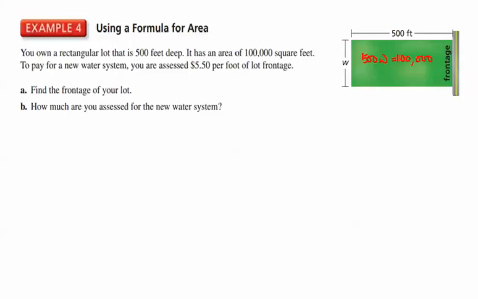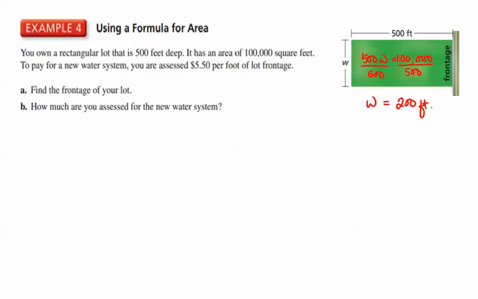So here's an example of where we can actually plug something in. We know that the area of a rectangle is length times width. So in this case it would be 500 times W, and we do know that we have 100,000 square feet of area. So we would end up with this equation, which we could easily solve for W. We're trying to find out what the width is, which is also called the frontage. The frontage is equal to the width of the property. And so we would end up with W is equal to 200 feet. And so the frontage is 200 feet.